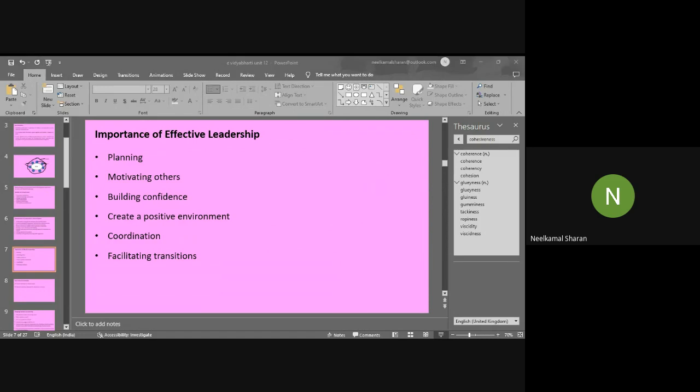Okay, next slide. Next slide is related to the importance of effective leadership. What is the importance of effective leadership? This is an important topic, and you should know why effective leadership is important. First point is planning. Effective leadership is important for planning. To guide a group, a leader should be able to plan the future, how to execute a task, how to perform the task in order to achieve a goal.